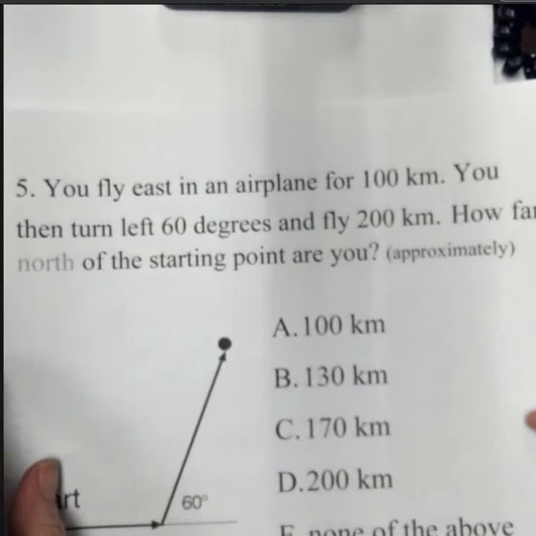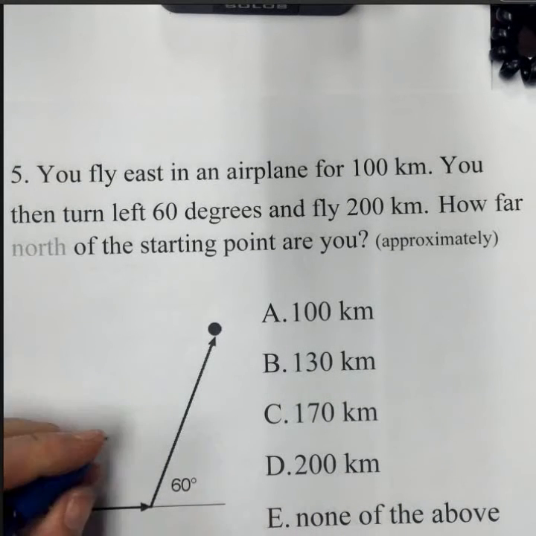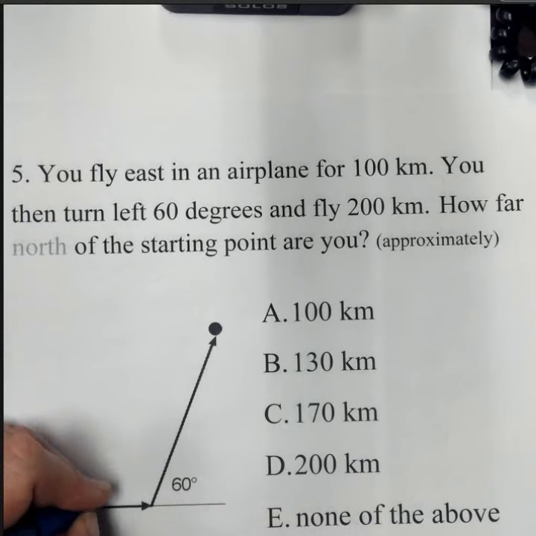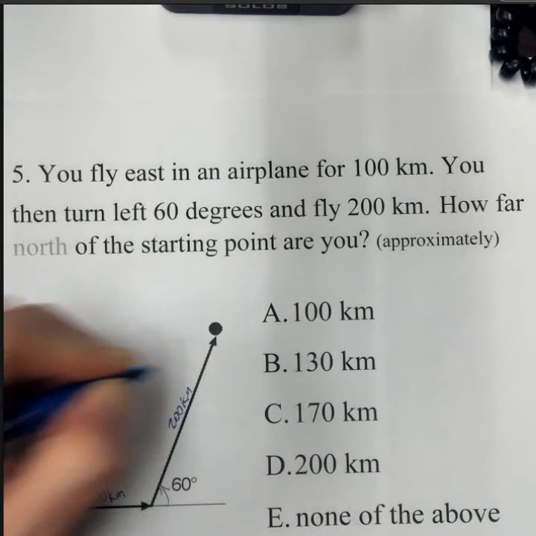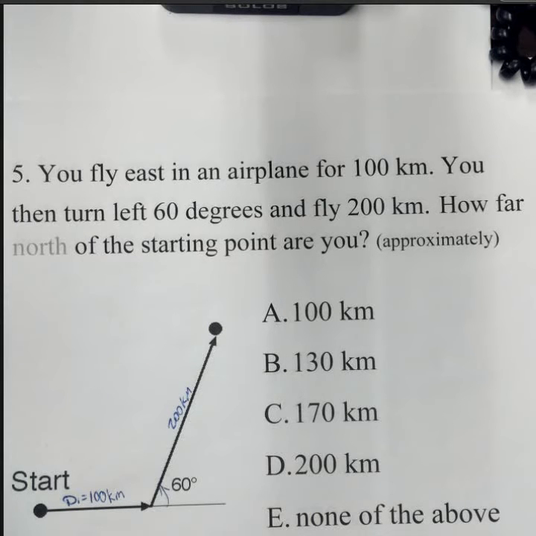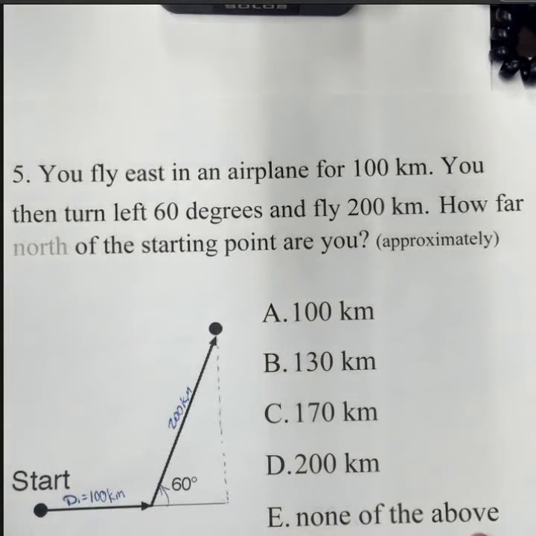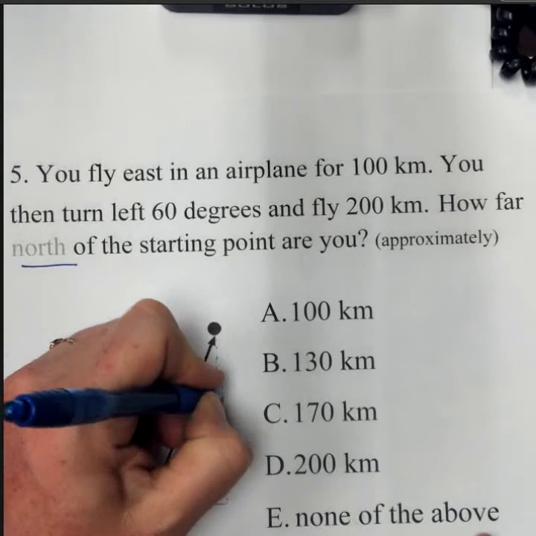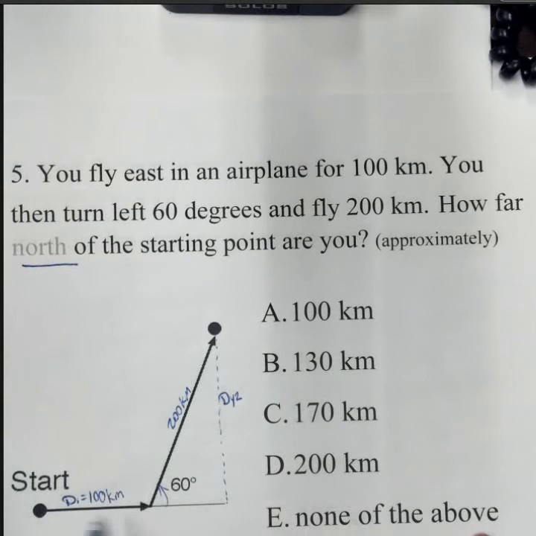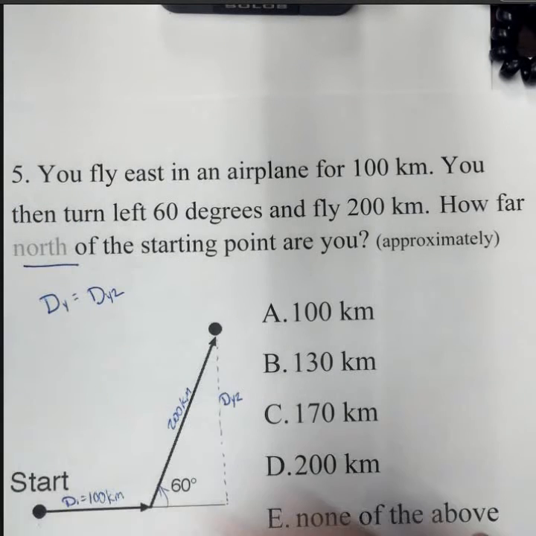Alright, let's take a look at number 5, which we're still looking at the same situation. We're going to fly east in an airplane for 100 kilometers, so we'll say our displacement vector 1 is 100 kilometers. We turn left 60 degrees, and we fly for 200 kilometers. How far north of the starting point are you? So now we're using the same axis where east-west is our x and north-south is our y, and we're only interested in this value right here, how far north of the starting point. Because sure, it's north and east, but we're only interested in how far north we are. So we're only interested in the y component of vector 2. There is no y component of vector 1, so our total answer will be given to us by the y component of the second vector.